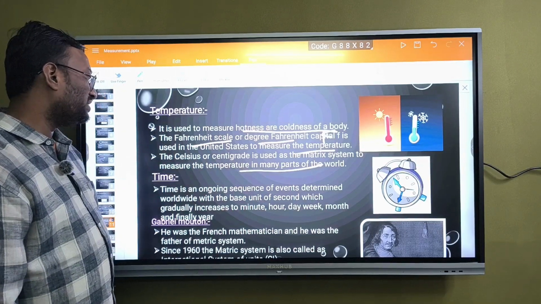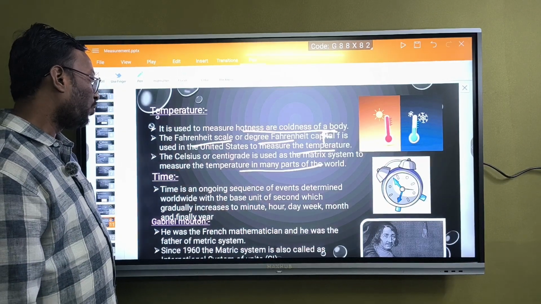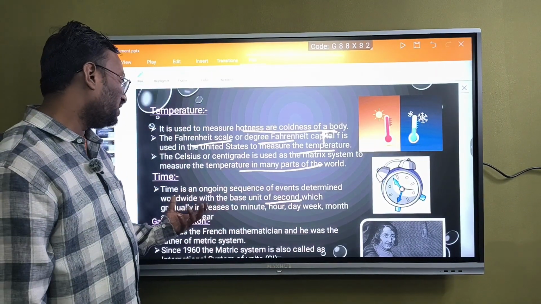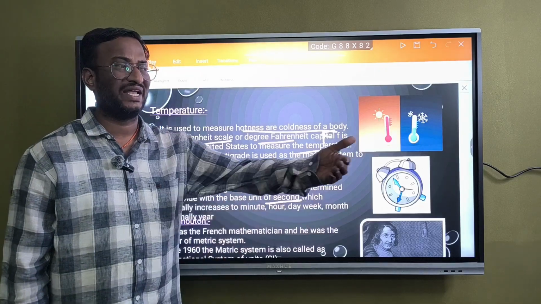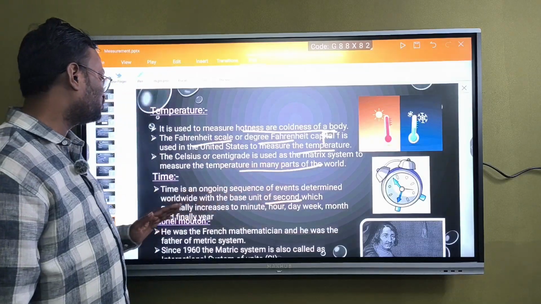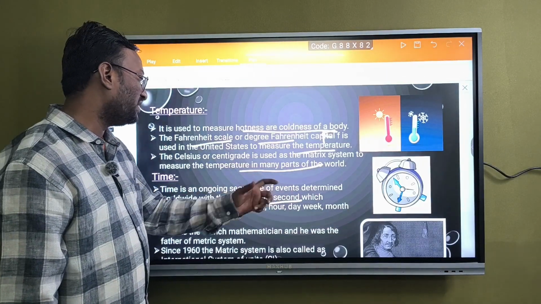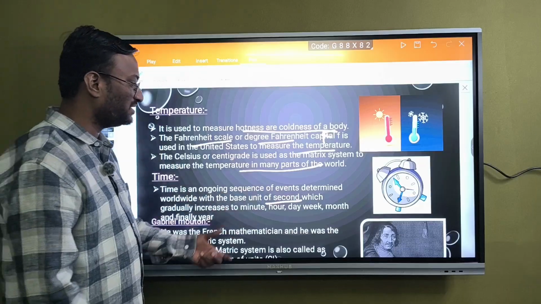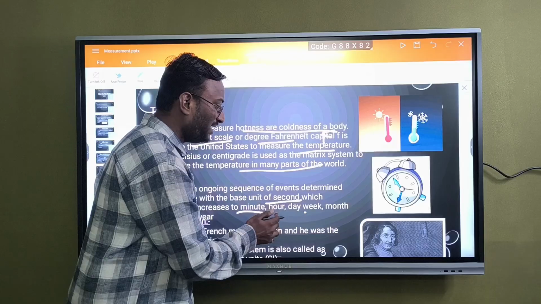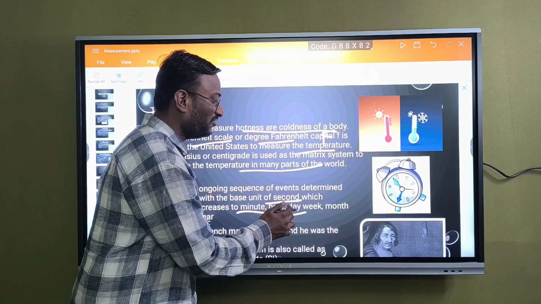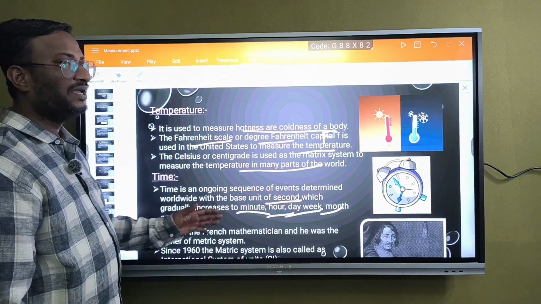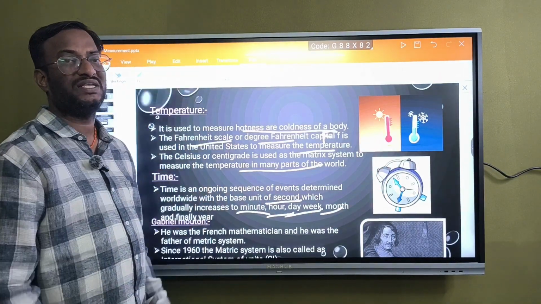Time. Time is an ongoing sequence of events determined worldwide with the basic unit of second. Ongoing sequence of events, I mean, next second what will happen, next what will happen, after some time what will happen. That sequence of events is determined worldwide with the basic unit of second, which gradually increases. Second will increase to minute, minute means 60 seconds, then hour, then day, week will be more than day, month will be more than a week, and finally year. Likewise, the gradual increase in time.